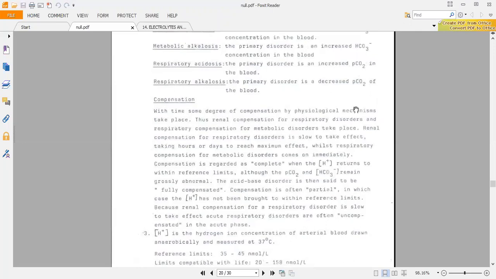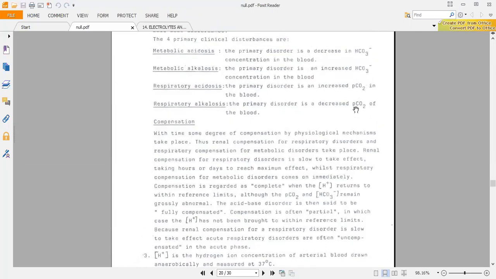I have explained what metabolic disorders are and what respiratory disorders are. Then we've looked at metabolic acidosis and metabolic alkalosis. When you are talking about metabolic, you are looking at the bicarbonate levels. When you are talking about respiratory, we are looking at the partial pressure of carbon dioxide. And we've also seen the concept of compensation: the kidneys are going to compensate when you have respiratory disorders, and the respiratory system will compensate when you have metabolic disorders. Good.